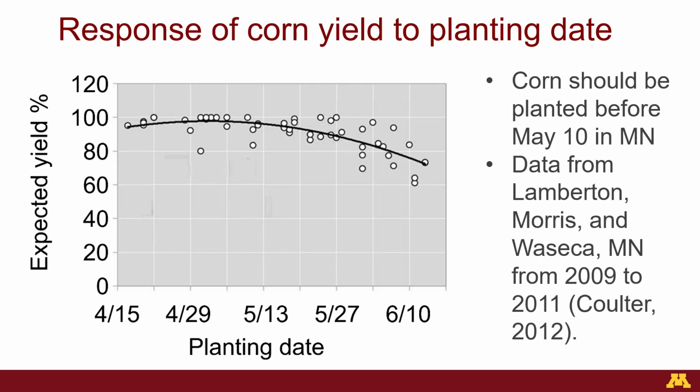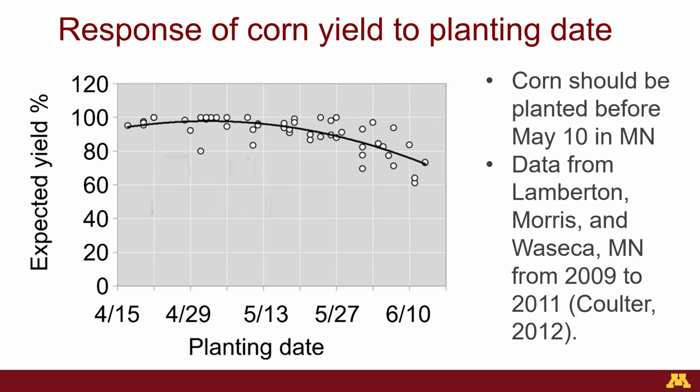Here we display a scatter plot graph depicting the relationship between planting dates and expected yield percentage. The x-axis is labeled planting date, showing dates ranging from April 15th to June 10th. The y-axis is labeled expected yield percent, with values ranging from 0 to 120%. The data shows a decline in expected yield after planting dates in April.